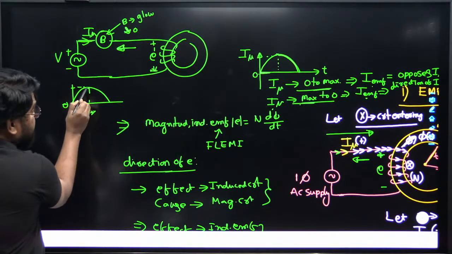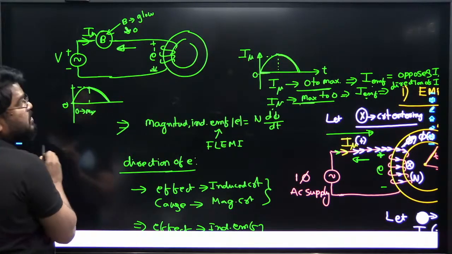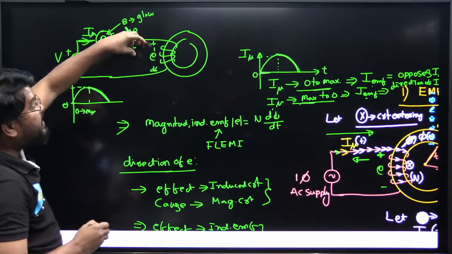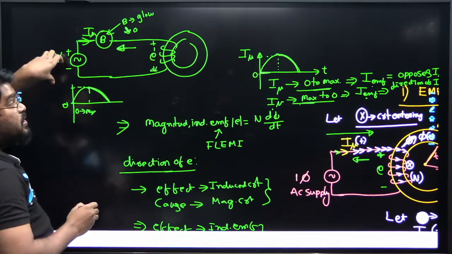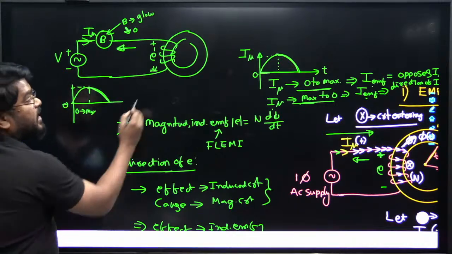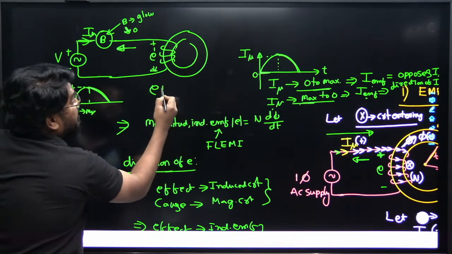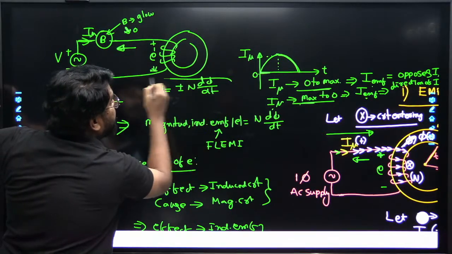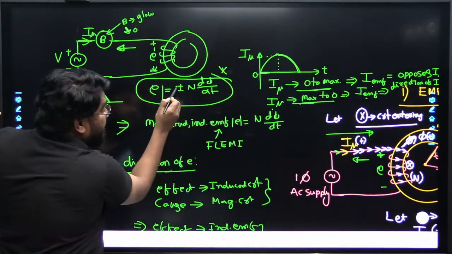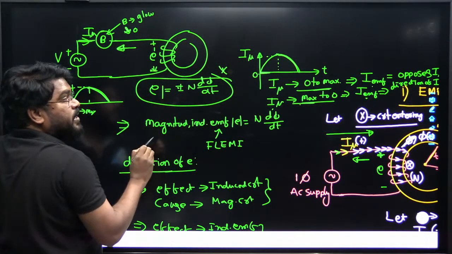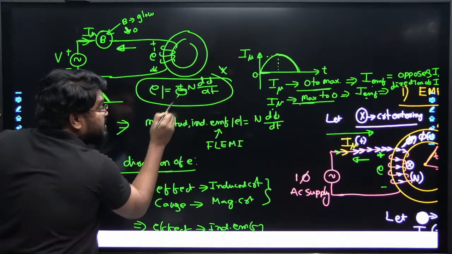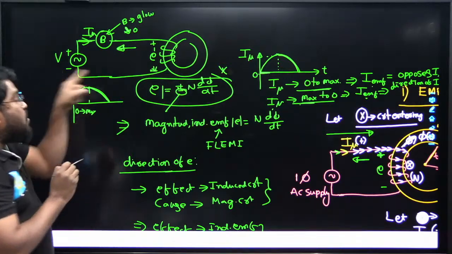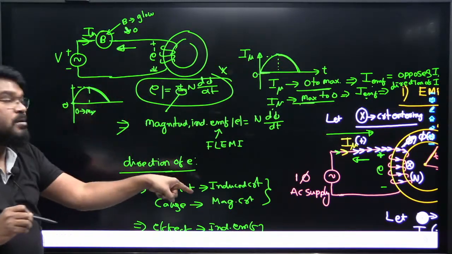Now when the current changes from maximum to 0, what about this polarity here? Already it is reduced to 0. So it is in the direction of the magnetizing current. So you can write directly E is equal to plus or minus N d phi by dt. Actually you can write plus, you can write minus also, but in general we have taken minus. What is the reason? Because we start from 0 to the maximum, not from the maximum to 0.